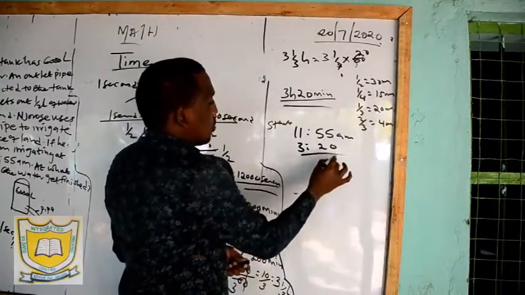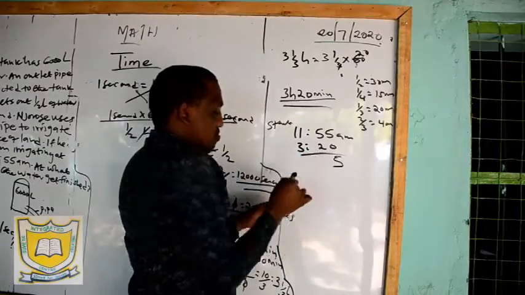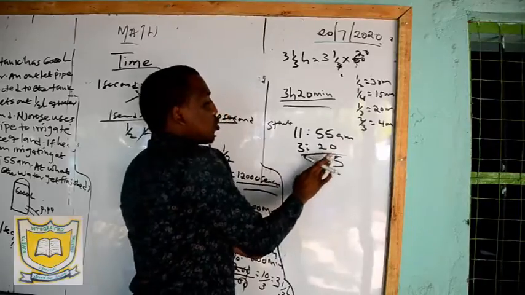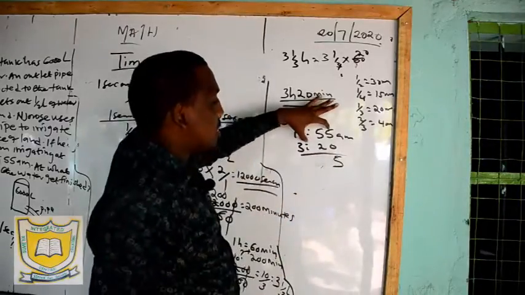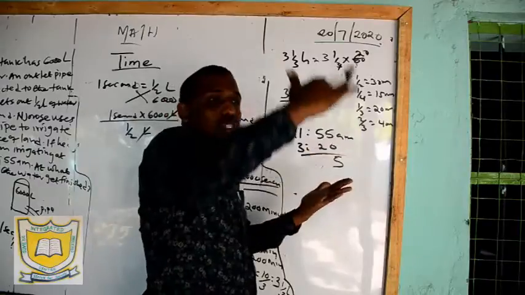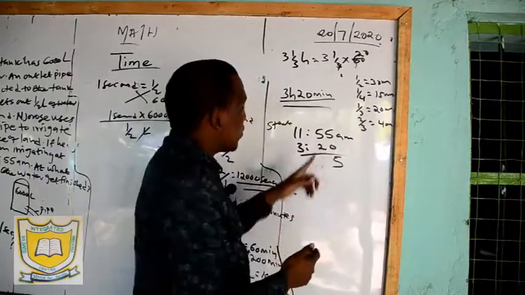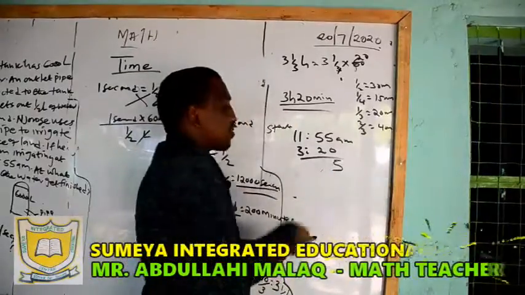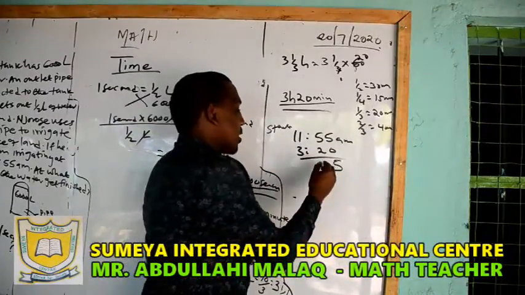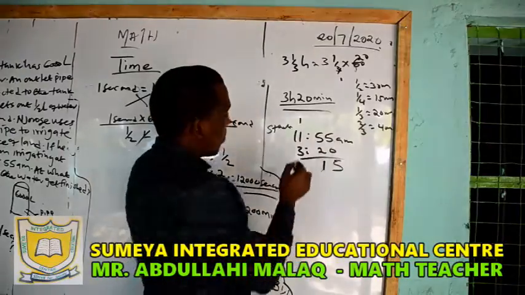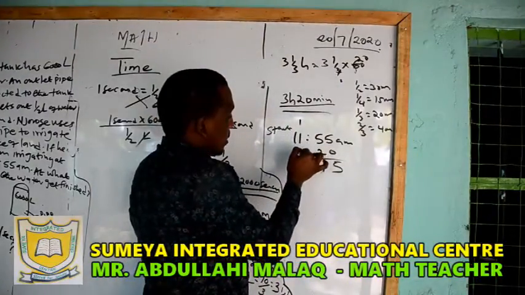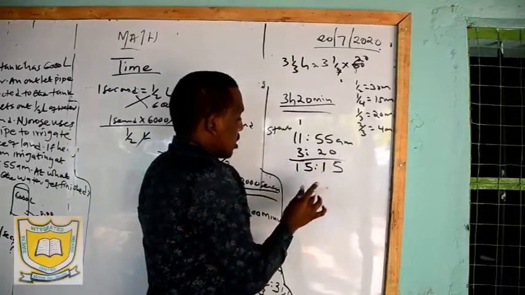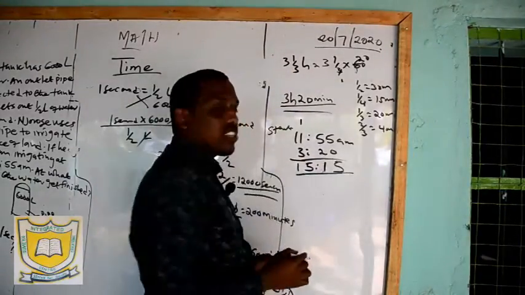We add, so it will become five plus two, seven. We don't write seven. This is where the problem is. I said the other day, if it reaches six, you say minus six, then carry one to the other side. So five plus two is seven. It has reached 6. 7 minus 6 is 1. Carry 1. So here will become 2 plus 4 plus 1, 5. Here is 1. So it is now 15:15.